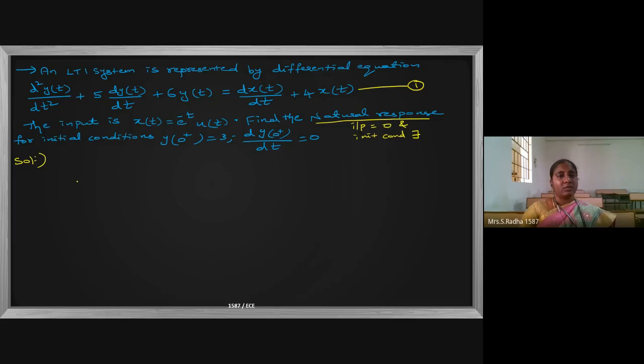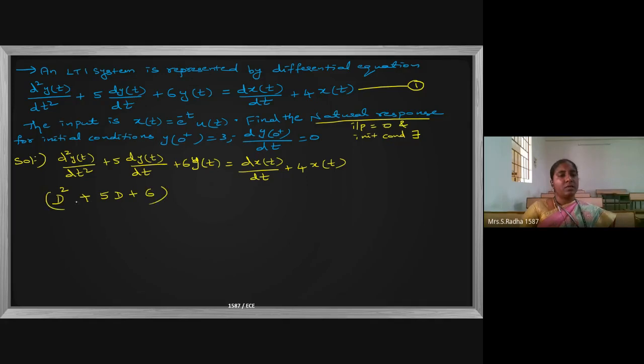Okay. So what I will do, I will take d square y of t by dt square, plus 5 times dy of t by dt, plus 6 times y of t, equal to dx of t by dt plus 4 times x of t. I will write this as D square plus 5D plus 6, commonly acting on y of t, and the RHS is from equation 1 already.